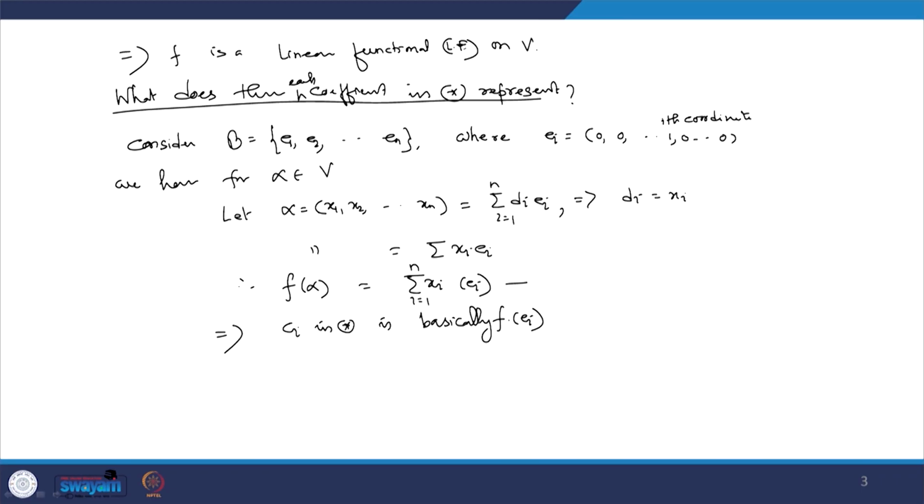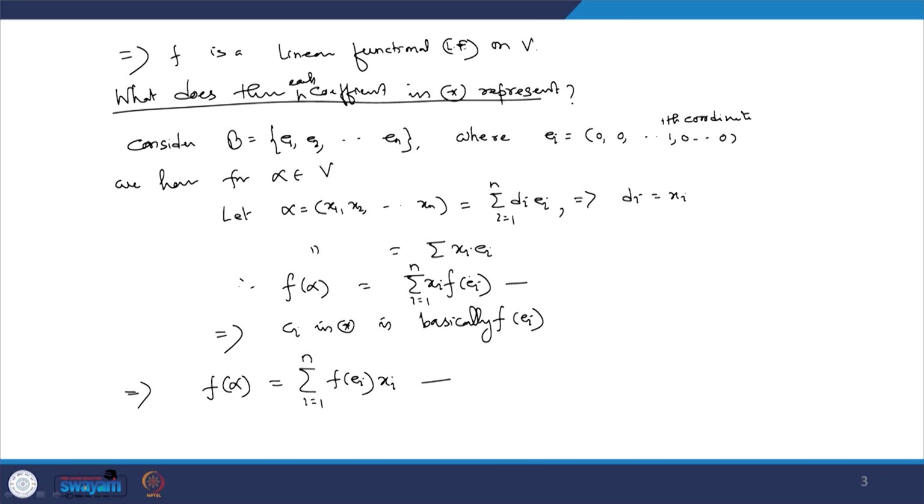Yeah, Ci is basically the f of Ei only. So, the image of T alpha I have written is equal to sigma Ci into xi. So, this Ci is basically the image of Ei. So, this implies we have written f of alpha equal to sigma f of Ei into xi, i equal to 1 to n.